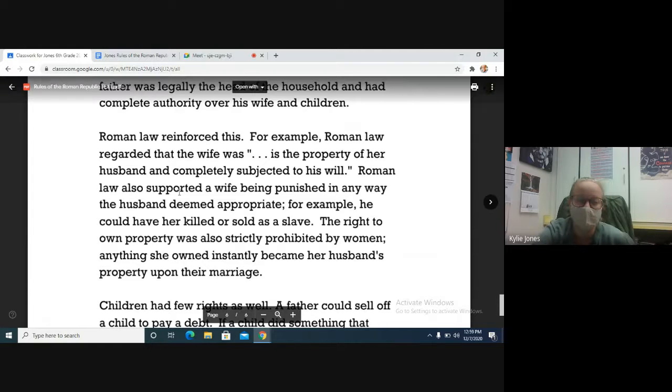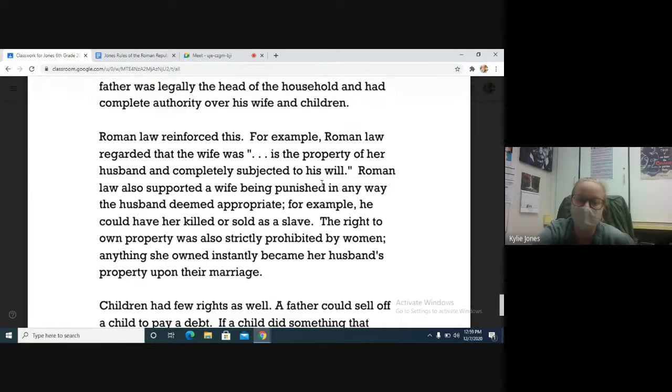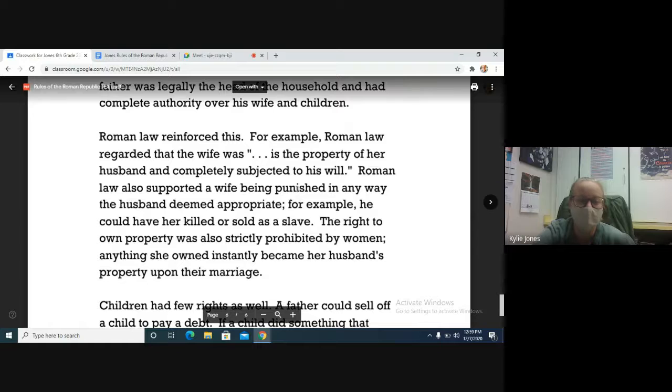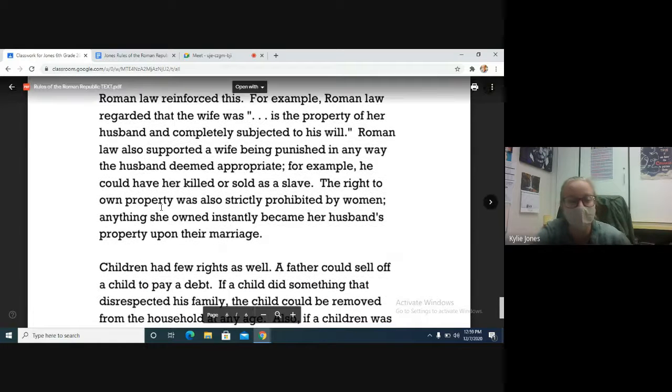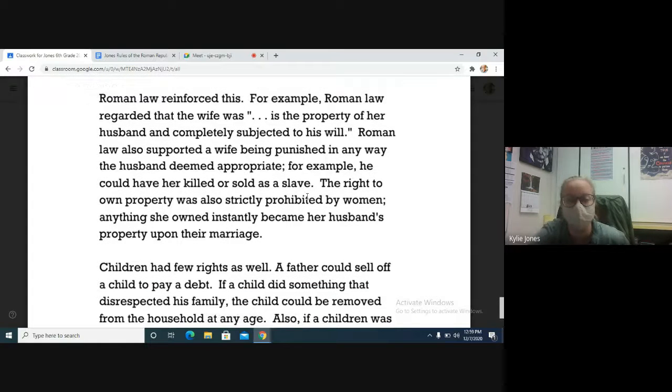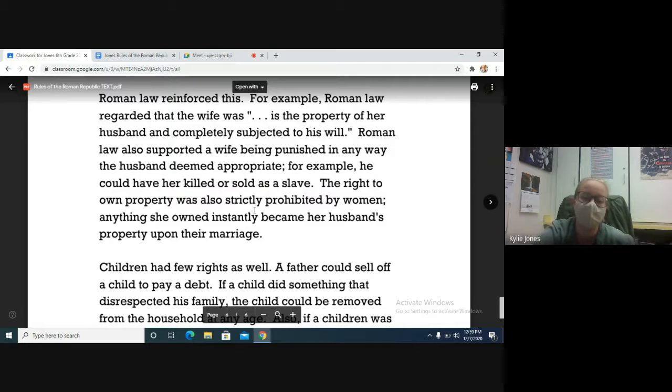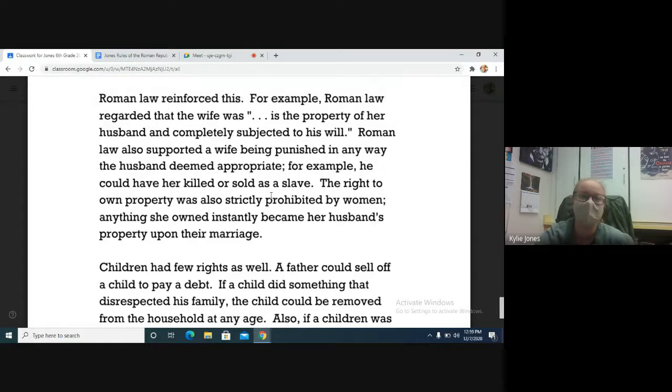Roman law also supported a wife being punished in any way that the husband deemed appropriate. For example, he could have her killed or sold as a slave if he felt like it. The right to own property was also strictly prohibited for women. Anything that she owned instantly became her husband's property upon their marriage. So, if I owned a bread maker, I don't know, I'm thinking of something ancient.